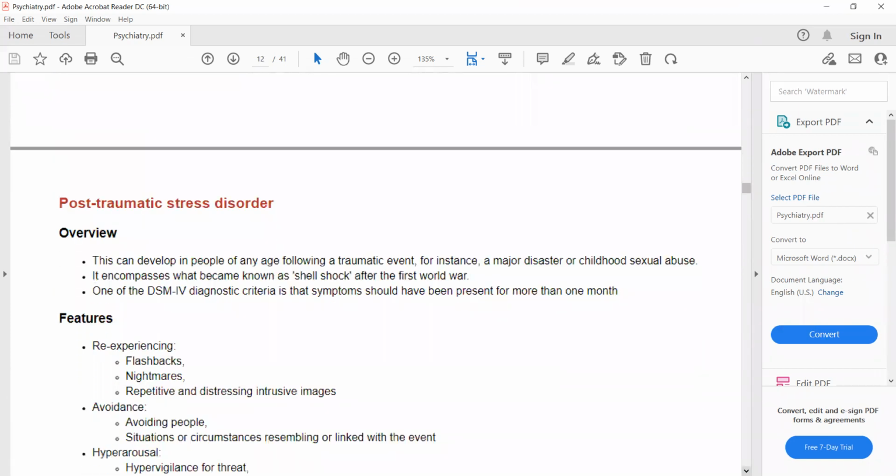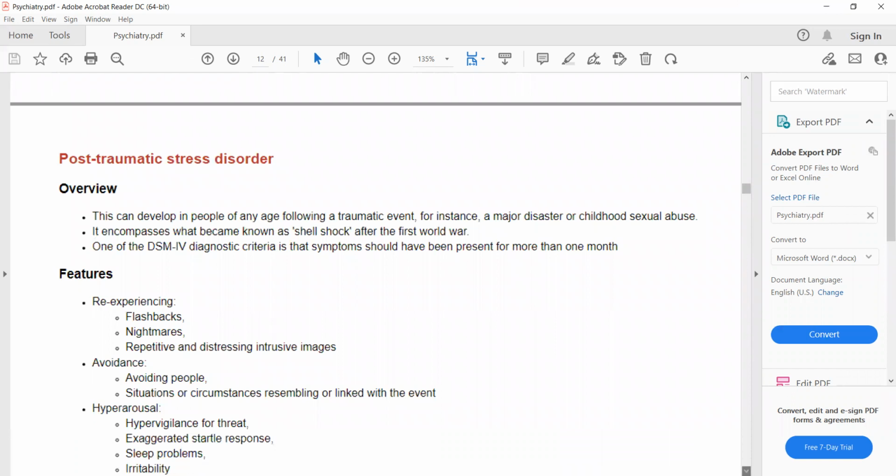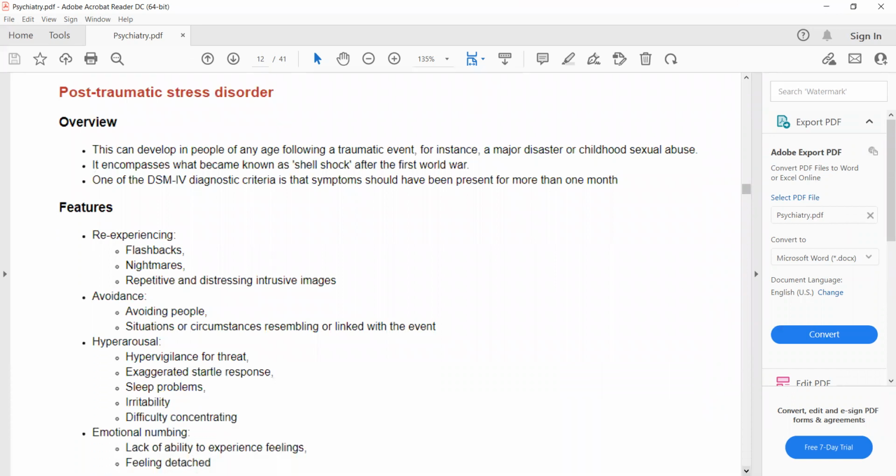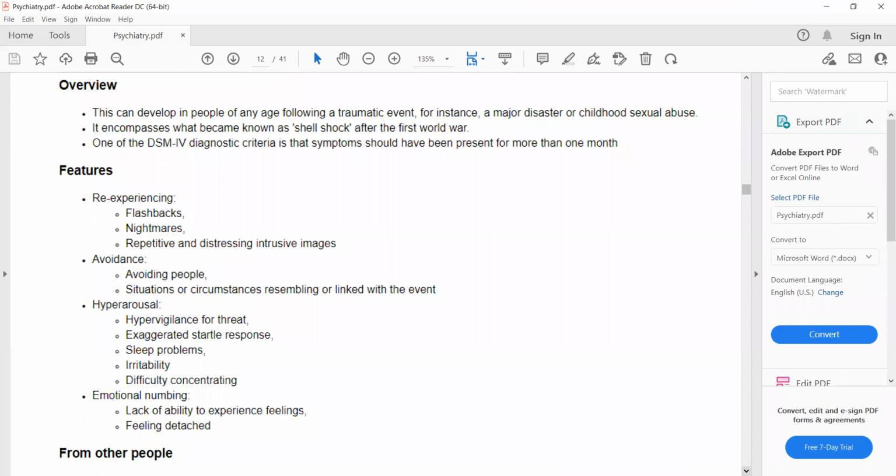Now, some detail of post-traumatic stress disorder and its management. As we discussed, post-traumatic stress disorder has 4 types of features: re-experiencing, avoidance, hyperarousal, and emotional numbing. What is re-experiencing? Re-experiencing those traumatic events. There will be flashbacks and nightmares of that event, repetitive and distressing images that are related to that event. There will be avoidance of the people and situations.